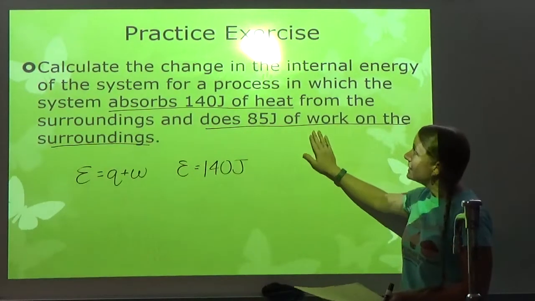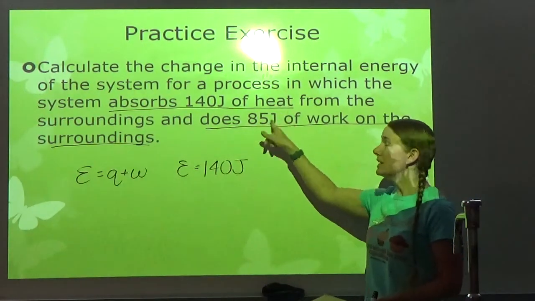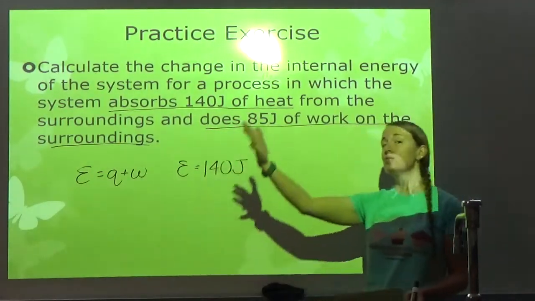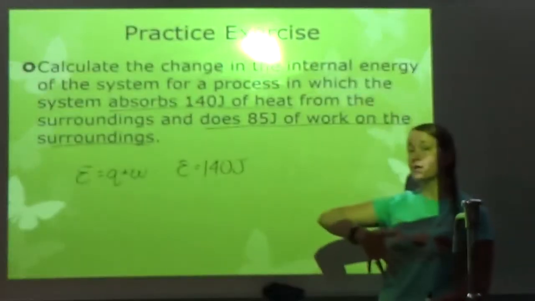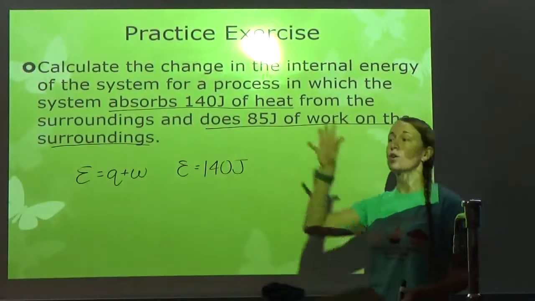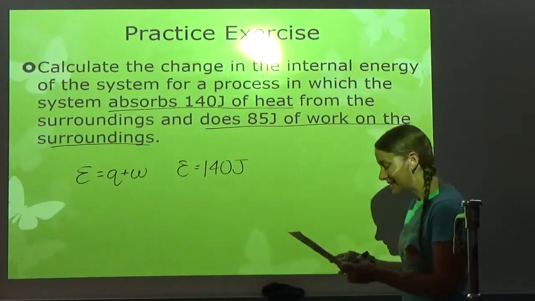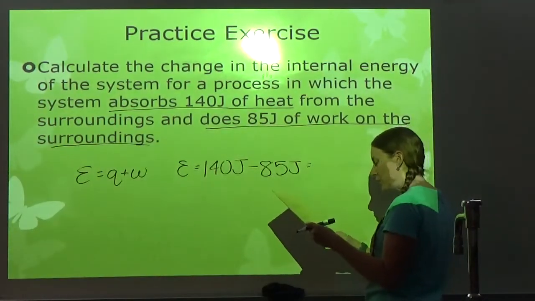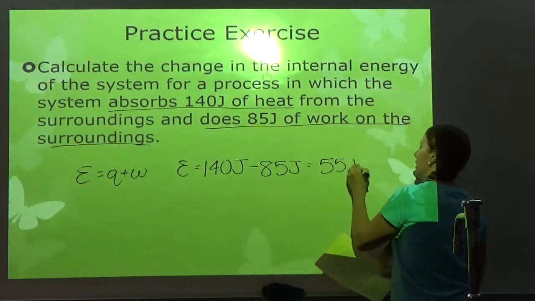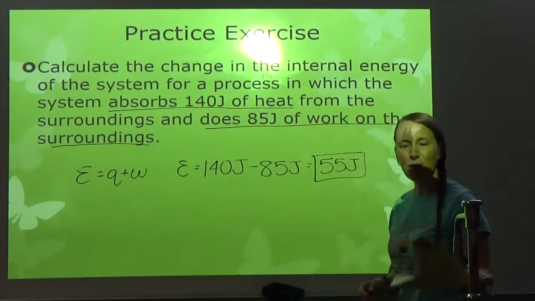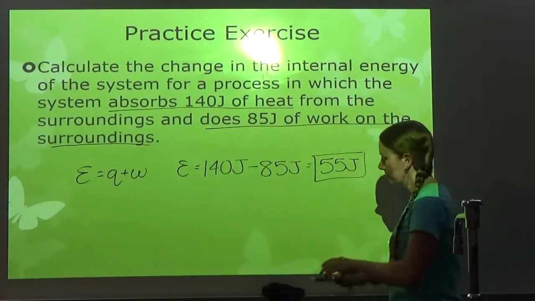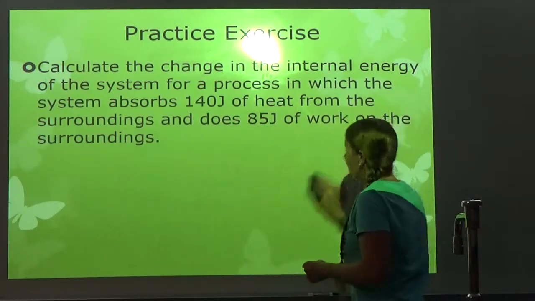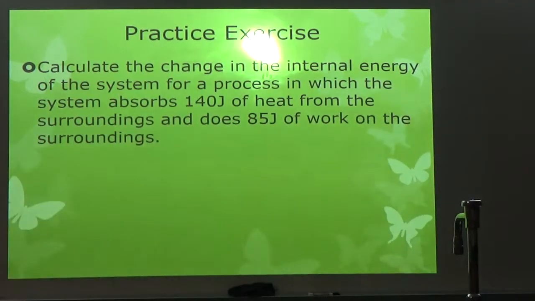This time it says the system does 85 joules of work on the surroundings. So when the surroundings do work on the system, we count that work as positive. When the system does work on the surroundings, we count that number as negative. So that would be negative 85 joules, and when I combine my two numbers, I end up with 55 joules. Hopefully you got that one right. This is pretty easy. Like I said, the main thing is just figuring out the correct sign.